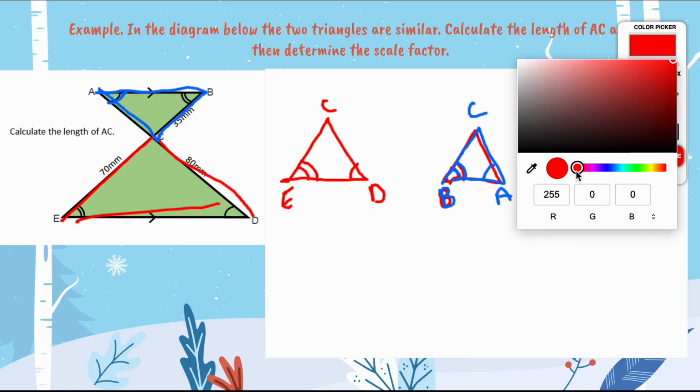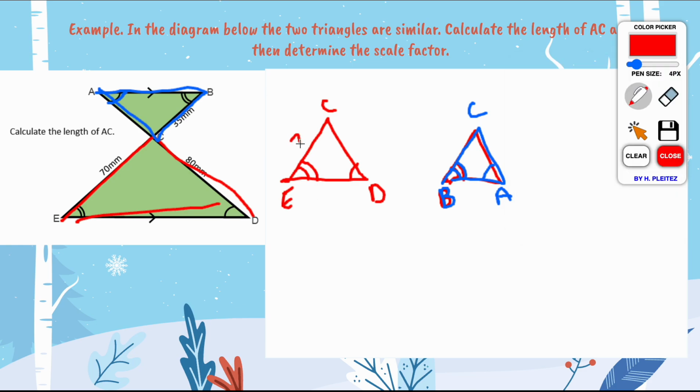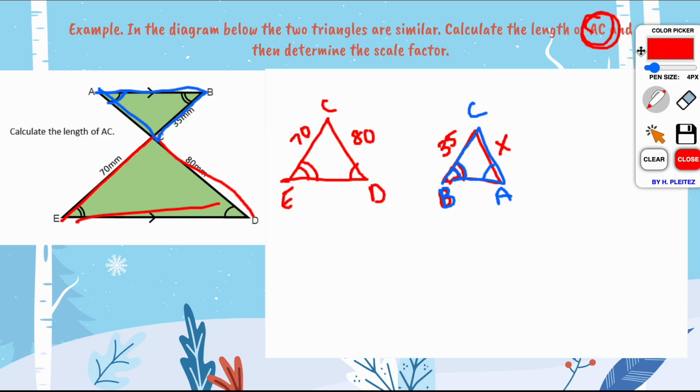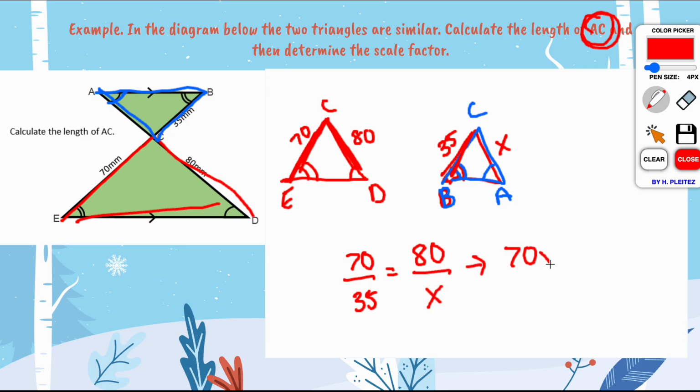So first we want to find the length of AC. So let's fill in what we have. We have that EC is 70, CD is 80, and then we have that CB, which is over here. Now that is 35. And we want the length of AC. Whatever you're trying to find in a question, I would put that as X, just so you can visibly see the proportions that you're able to make. So I'm going to go ahead and start. We're going to do 70 over 35 equals 80, which is here, over X. And then if we cross multiply, we'll get 70X equals 80 times 35.